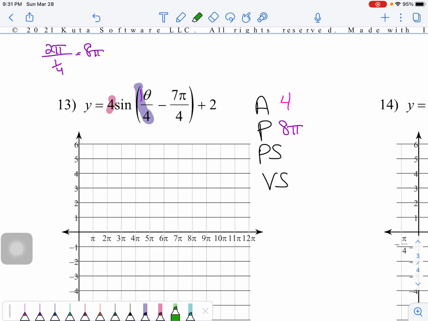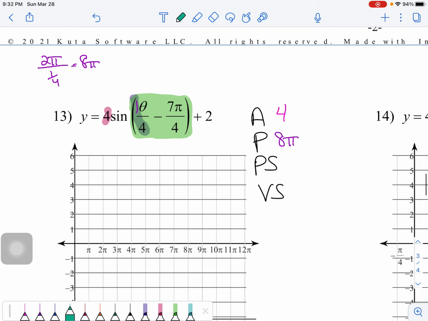Let's see. We also need a phase shift. Now, I want you to be very careful because the phase shift isn't just this piece. The phase shift is based off of this whole argument, okay? And this is what makes these problems extra special. I think that's the best way to phrase it. Yeah, extra special. Let's go with that. Because we have a period change, the period change affects our phase shift.